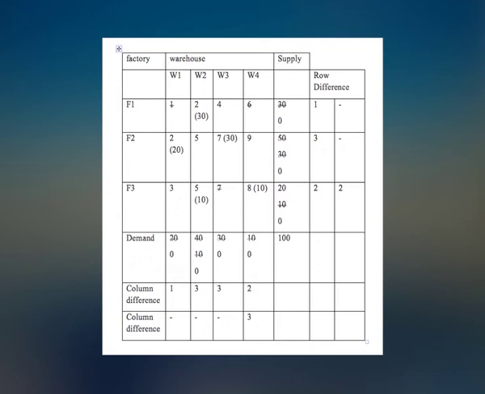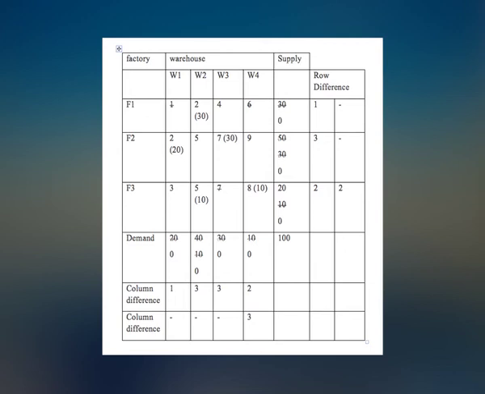The maximum penalty, that is value 3, is also appearing in columns 2 and 3. So, we will assign supply or demand, whichever is lesser, to the least value in column 2. We have assigned it to the least value 2 in the F1W2 cell. So, the supply is 0. As we have allocated supply 30 units to the cell, the entire row will be cancelled and demand is now 40 minus 30, that is 10.